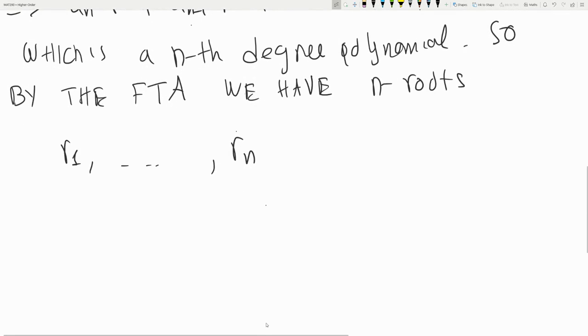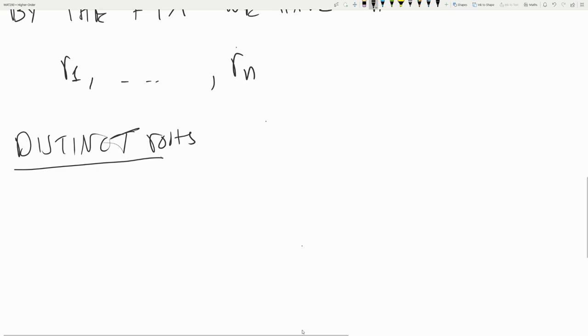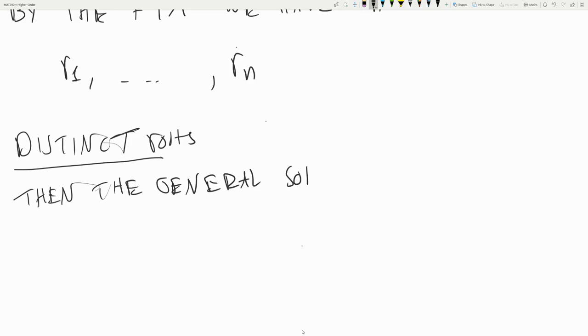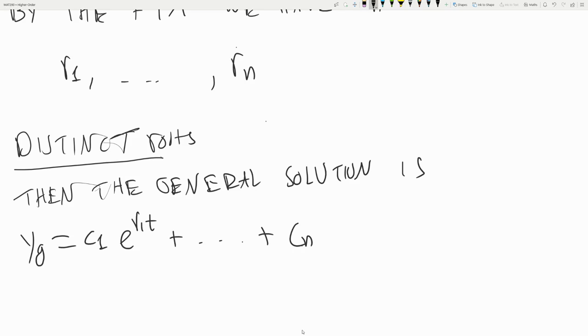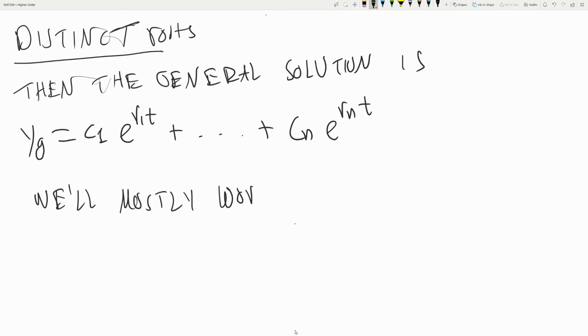Now we have to split cases. Case 1, if they're all distinct, then the general solution is y general equal to C_1 e^(r_1 t) and so on up to C_n e^(r_n t). We will mostly work with n equal 2.